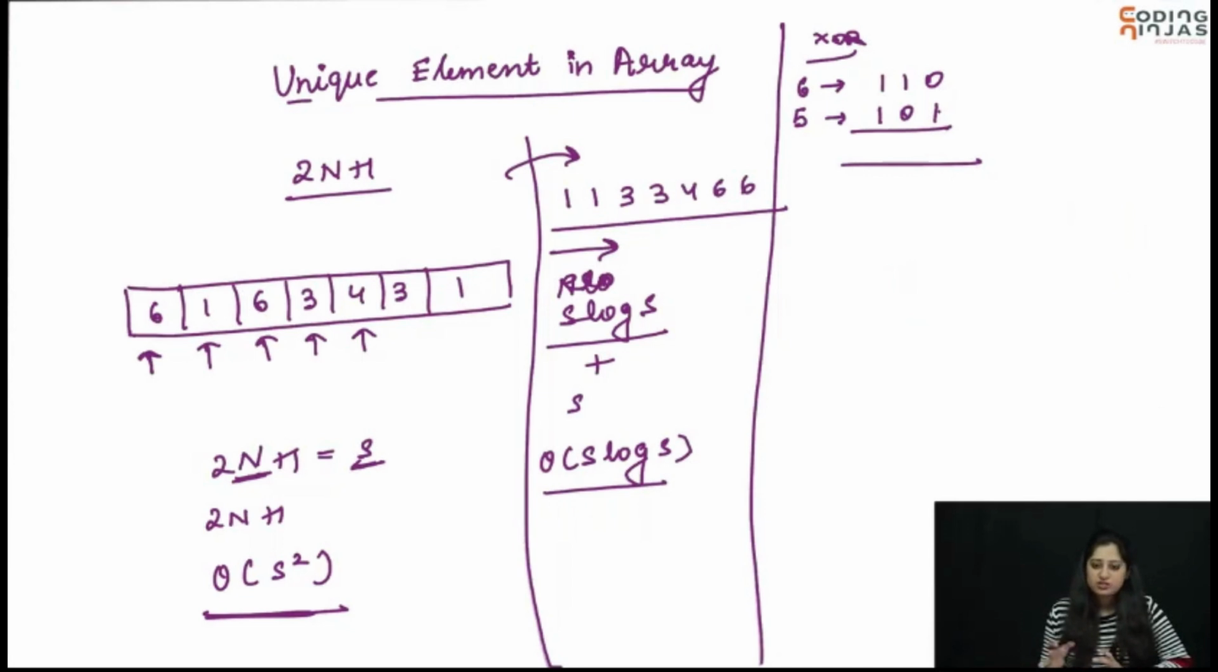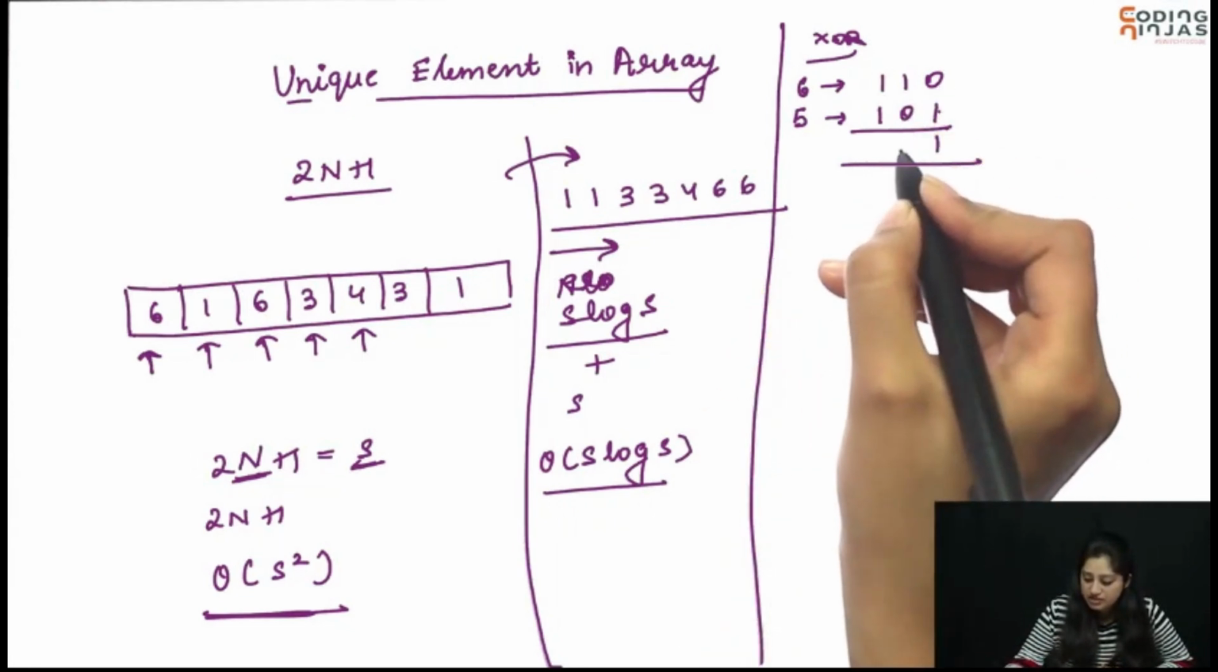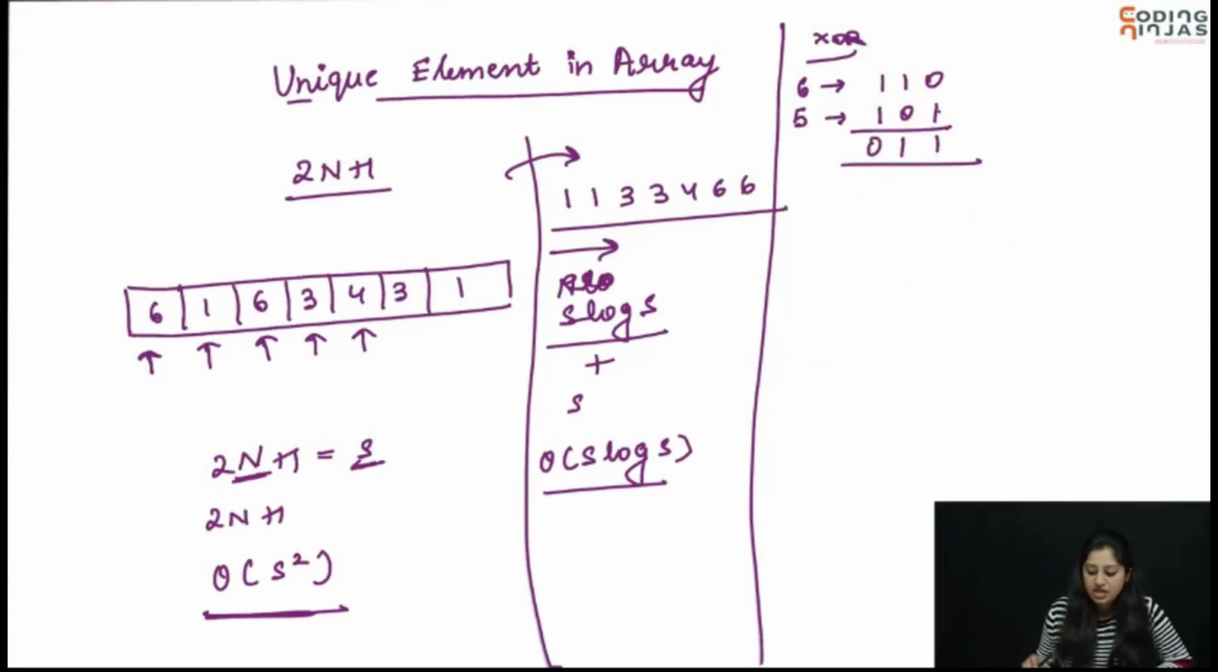If they are not equal, their XOR is 1. So here 2, 0 and 1 are unequal. 1, 1, 0, 1, 1, 1, 0. So XOR of 6 and 5 is basically 3. So this is XOR, right?